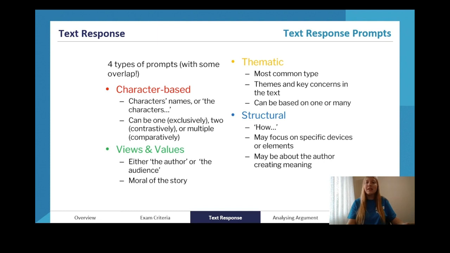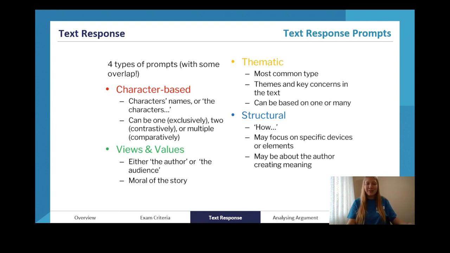Views and values prompts, I really like these. They'll usually say either the author or the audience, and they have some kind of message within them, a moral of the story, if you'd like to say. These are great because they enable you to include a lot of analytical ideas and really zoom out into views and values as much as possible. And you're likely to see them and instantly form a position like I really disagree with this or I really agree with this, and that can lead to a really good essay with a strong position visible.